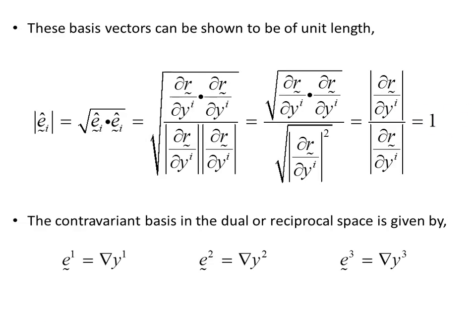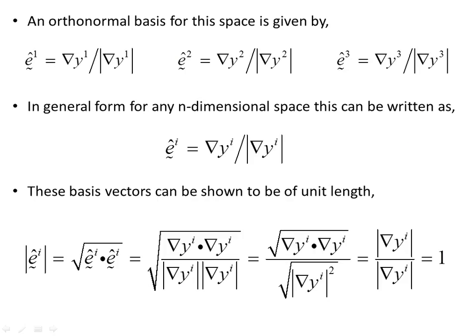Right. The contravariant basis, or the dual or reciprocal basis, is given by these objects here, with the contravariant upper index. These are the basis vectors. And again, an orthonormal basis for this space is given by these objects here.